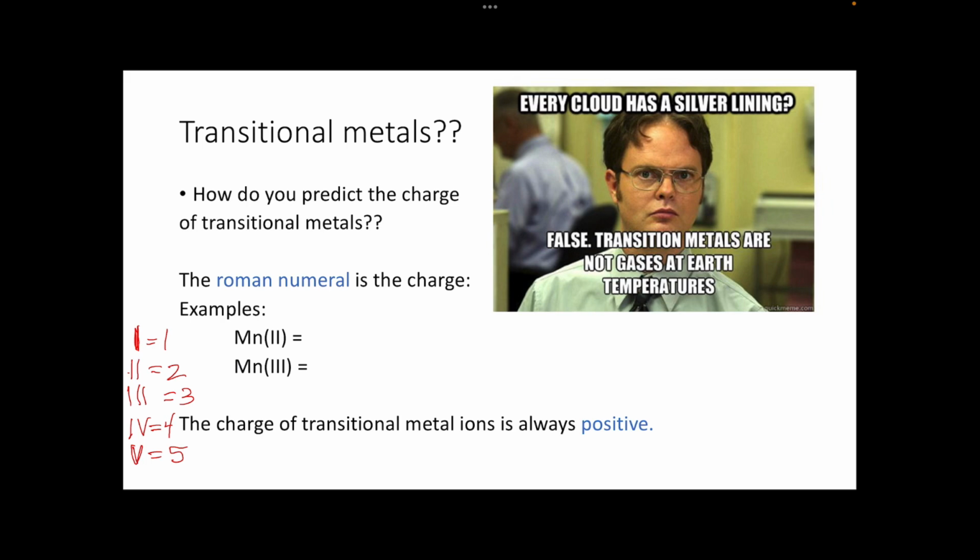The way it's written is they'll write the element symbol, like for manganese, it's Mn right here, and a 2. This tells you that you have an ion that's manganese, and it's going to be positive because it's a metal, positive 2. So they're all going to be cations. If we have manganese with Roman numeral 3 after it, it's going to be manganese positive 3. So the charge of the transitional metal is always positive, and it's given to you by the Roman numeral in parentheses after it.